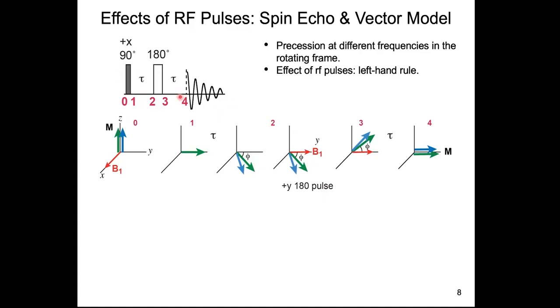At time point 2, I'm going to have 180-degree pulses. And this arrow depicts what happens if the 180-degree pulse phase is chosen to be Y. Okay, so now think about your RF pulse. The phase has to be such that it's a Y pulse.